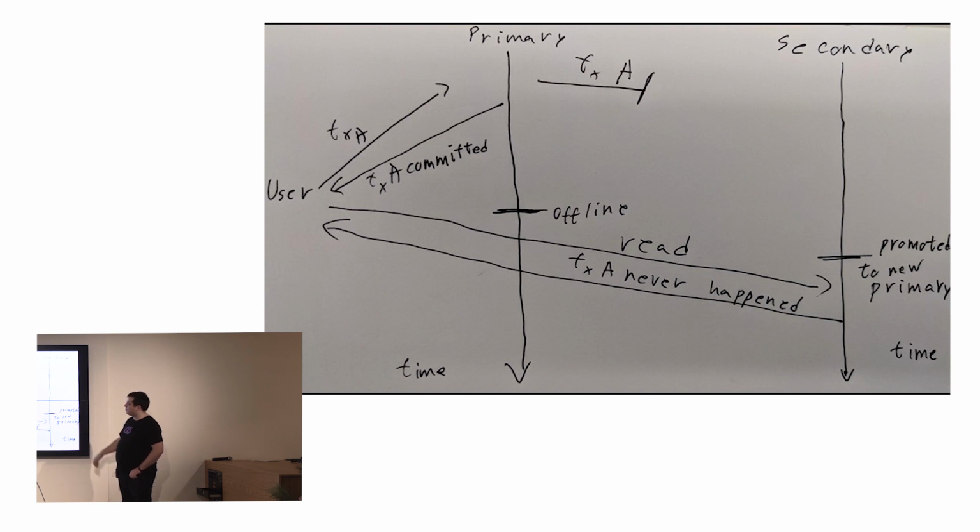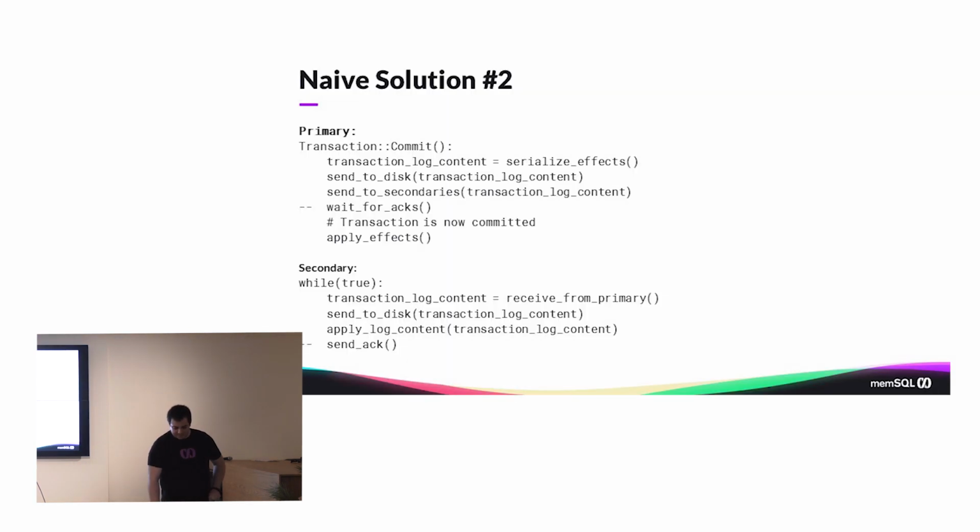The user asks about its transaction, and the secondary just says, I don't know, never happened. All right, so the way we fix it is we wait for acknowledgements. The secondary also has to send it back. Now, what is wrong with this one? This one is a little subtler.